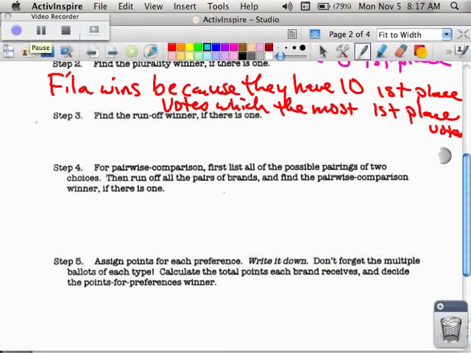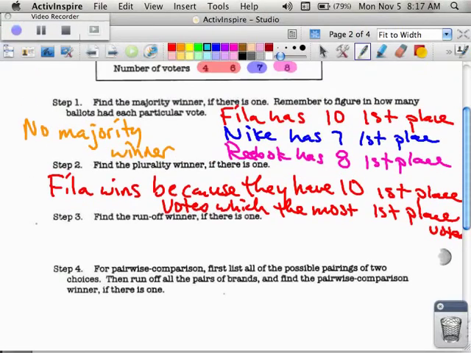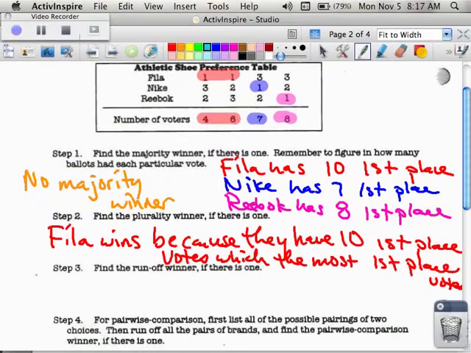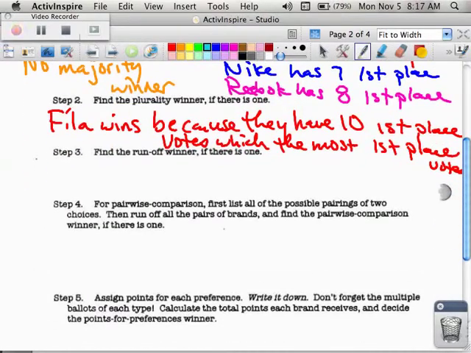In runoff, you only take the top 2 choices. So out of all of the choices that we had for winning, if you look back at the first one, you'll notice that when you look at first place votes, who got the most first place votes? That's all you care about. I look back up in the table, the most first place votes went to Fila, and the second most went to Reebok. So now I'm only going to look at Fila and Reebok. That's all I care about.